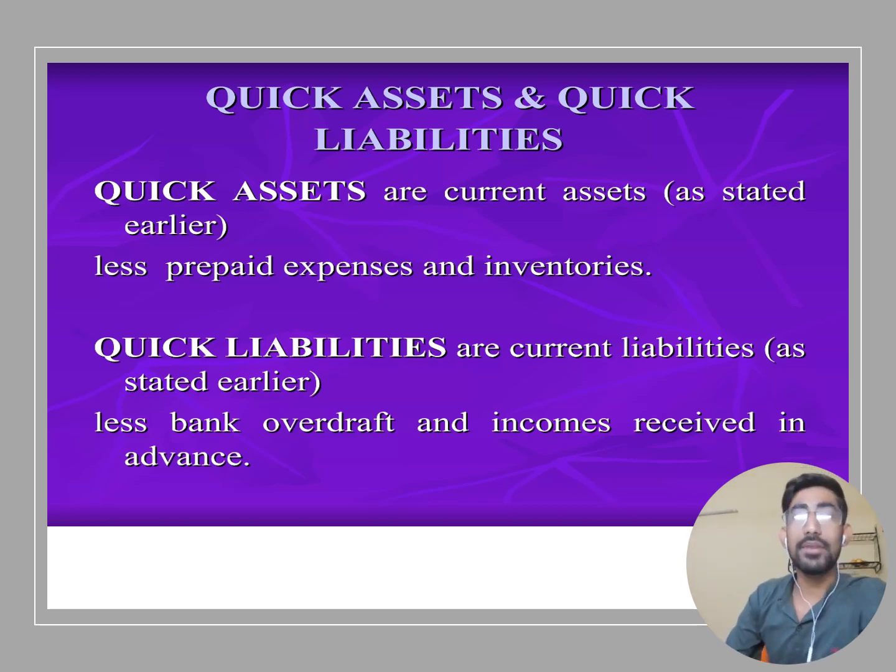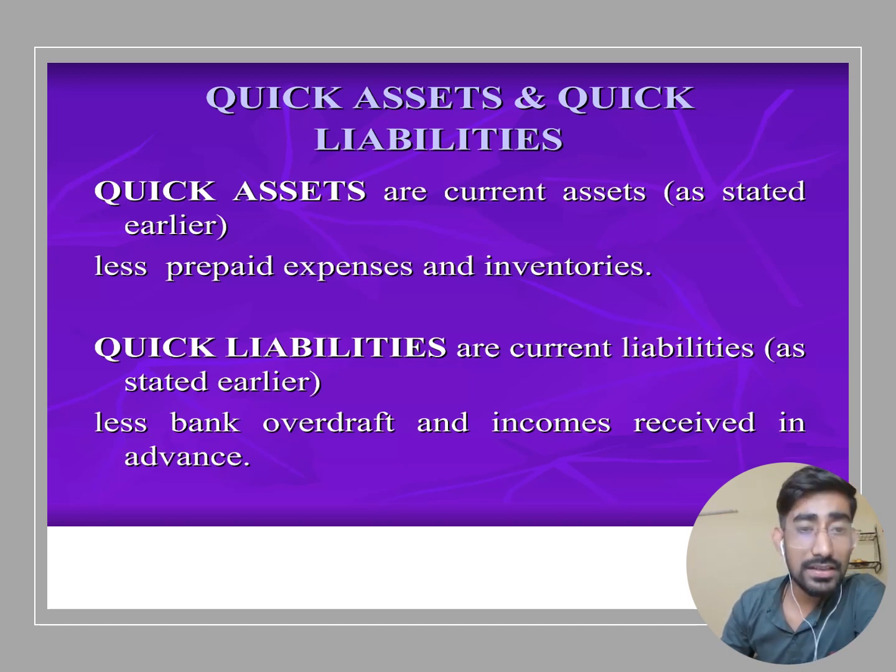While for the quick liability, add all the current liabilities and just deduct the bank overdraft and the income received in advance. In most of the problems you will just find bank overdraft. So if somewhere you find, let's say, the current asset is 1 lakh, and prepaid expenses is 10,000 and inventory is 5,000, so 1 lakh minus 10,000 minus 5,000 comes up to 85,000. So your quick asset would be 85,000.